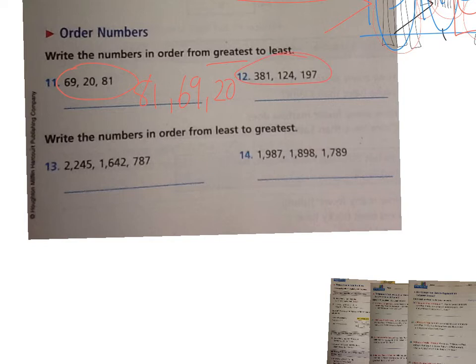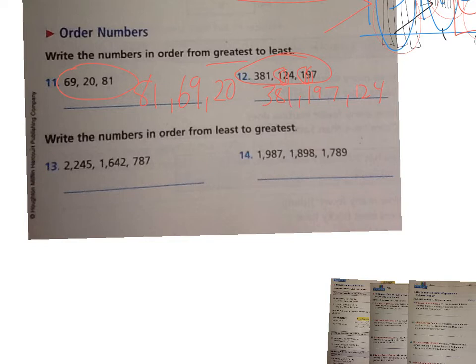These should be easy, but they might be a little bit harder. But the biggest number is clearly 381 because nothing else is in the hundreds place. Then you have 197 and 124. The reason why is because they each have a 1 in the hundreds, but a 2 in the tens compared to a 9 in the tens. That 9 in the tens is bigger. So I want you to pause and do the next two on your own, and then unpause it. We'll go on.